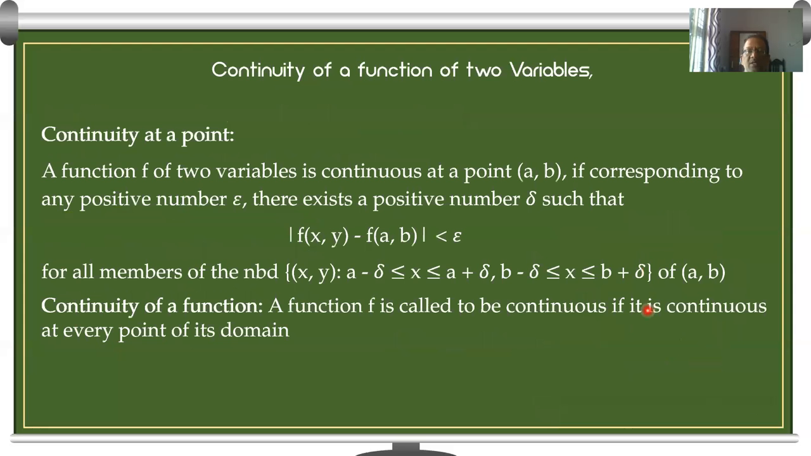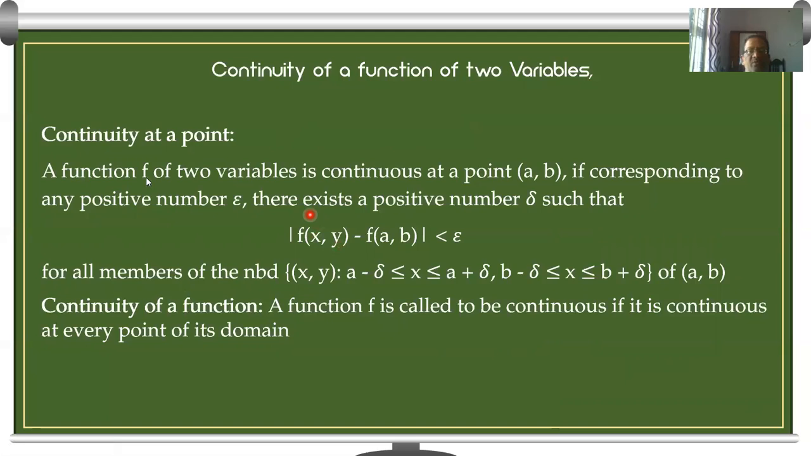Continuity of a function of two variables. What is the definition? That means a several variable function. Continuity at a point and continuity of a function are two different concepts. I am taking a function f of two variables x and y. Several variable means there exists more than one variable. In that case, I am taking only two variables x and y.